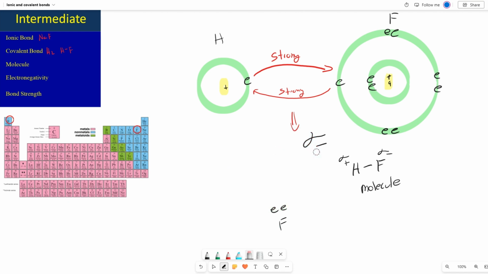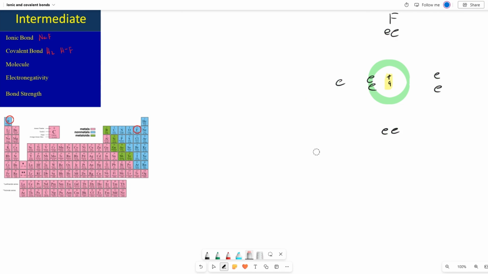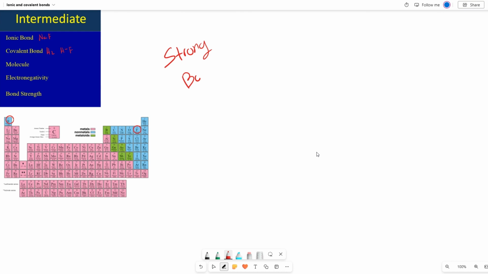Now, the last thing that we want to talk about in this video is the relative strengths of these bonds. So if we were to put a little diagram up here for bond strength, and then list these 3 types of bonds on it, over here we'll have strong bond, and then relatively over here we'll have weak bond.